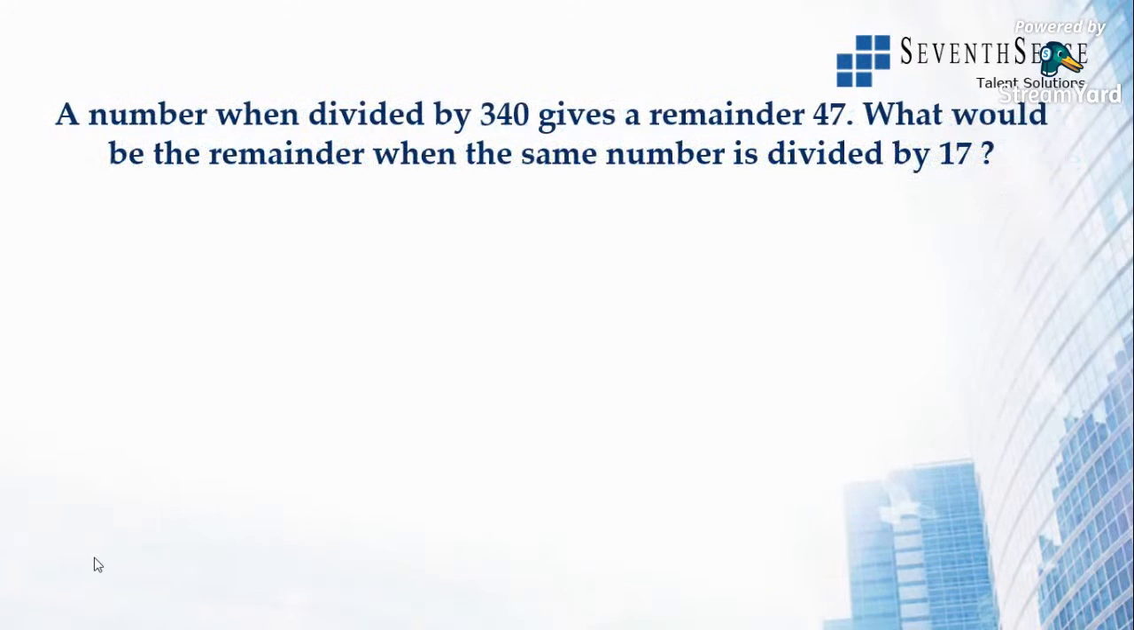All right, this is an example of HCF and LCM. It's just a simple question of a number, majorly asked in the number system. A number when divided by 340 gives a remainder 47. What would be the remainder when the same number is divided by 17? Can anyone give me the answer?